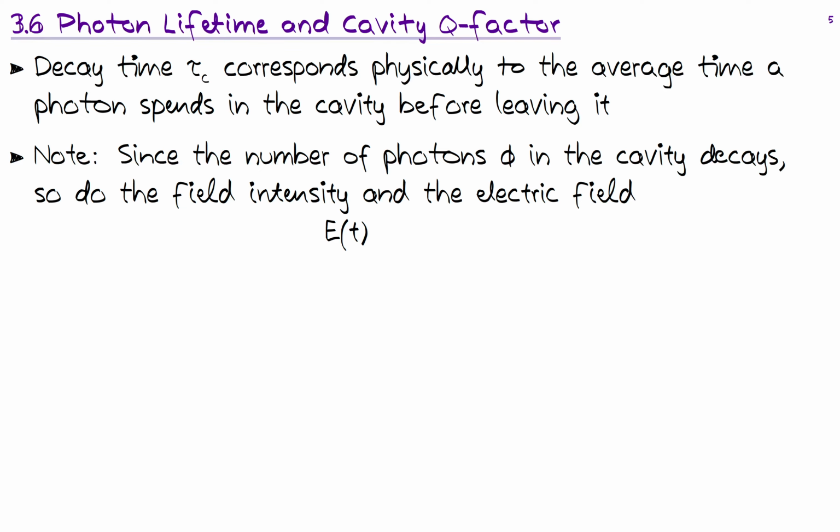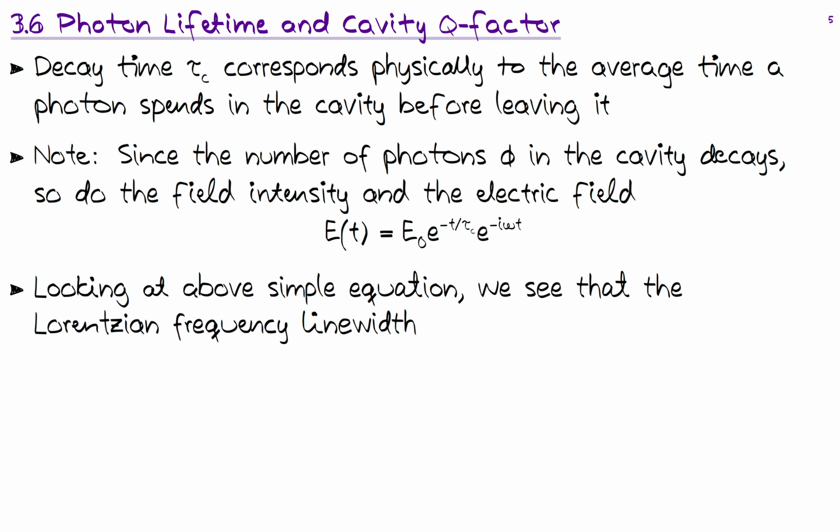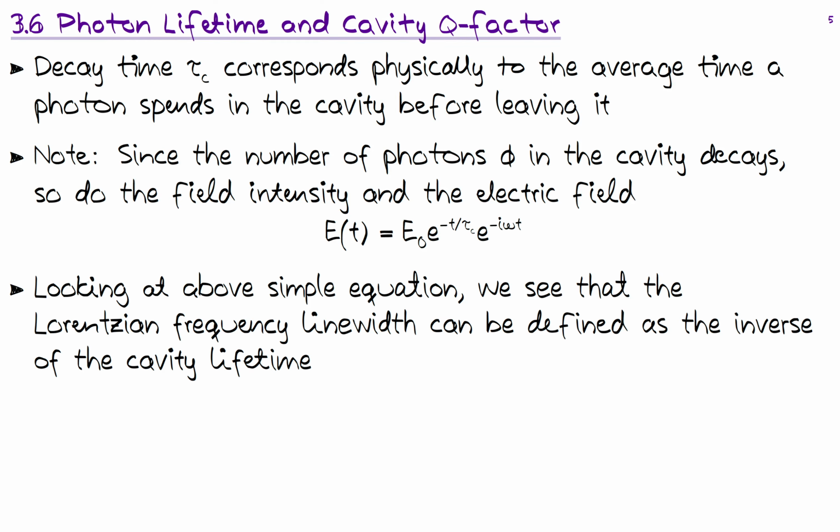So basically we could write for the electric field that it would be of this kind of functional form. So we have also the electric field decaying, and at the same time, of course, it's oscillating at the optical frequency omega here. This is how the field evolves within the cavity. And looking at this simple equation, we can see that the Lorentzian line width of the frequency can also be defined as the inverse of the cavity lifetime. So basically the frequency line width is proportional to the inverse of tau. And how do we see that?